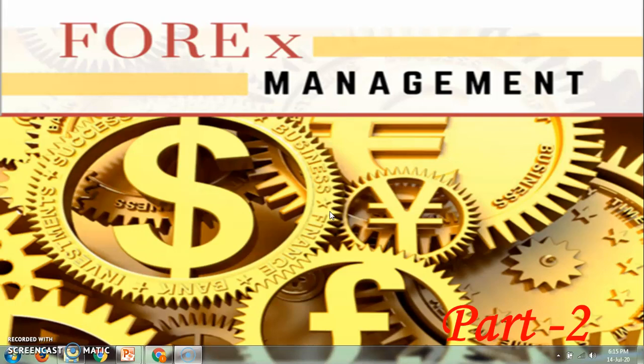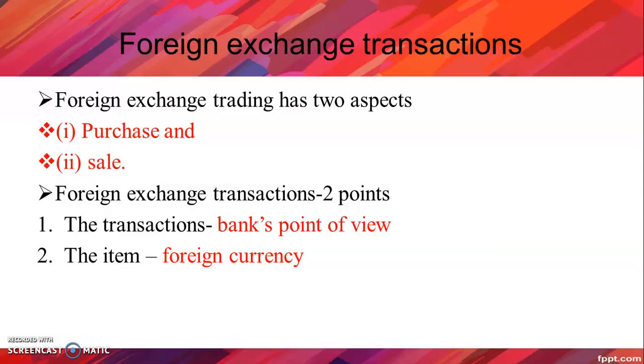Today's class, I wish to give you an overview about the transactions involved in foreign exchange markets. Come to the first topic, that is purchase and sale transactions. As we know, any trading has two parts, purchase and sale. A trader has to purchase goods from his suppliers, which he sells to his customers. Likewise, the bank purchases as well as sells its commodity, that is foreign currency.